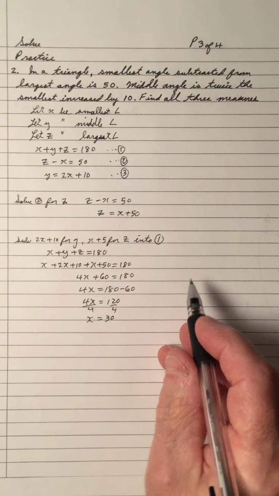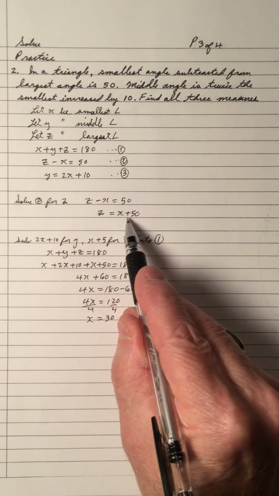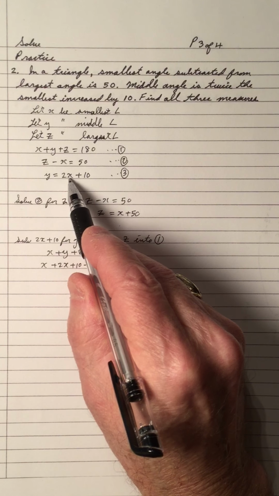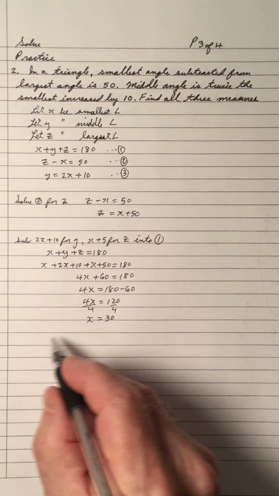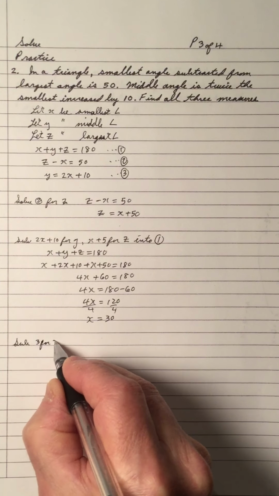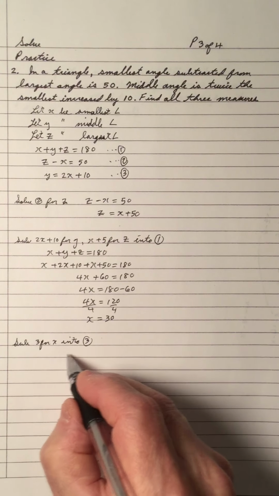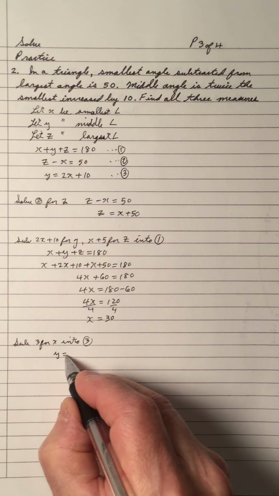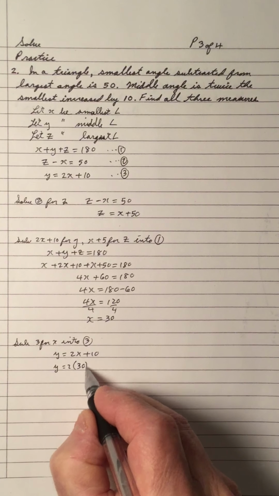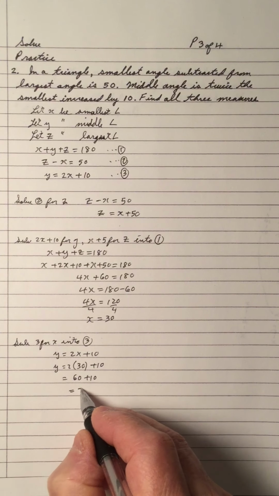So that's 30 degrees. Now notice I have x. If I take the x and sub it in here, I will get the z. If I take the x and sub it in here, I will get the y. So I'm going to sub 30 for x into number 3. So we have number 3 is y equals 2x plus 10. Y equals 2 times 30 plus 10. We multiply to get 60. Add on 10 gives us 70.